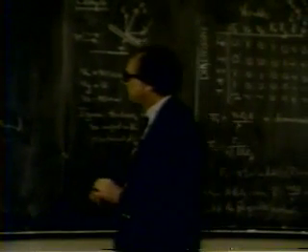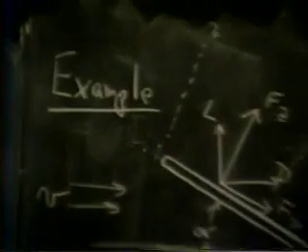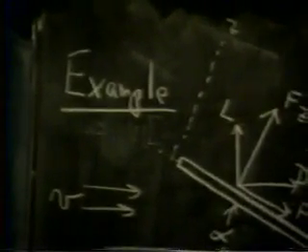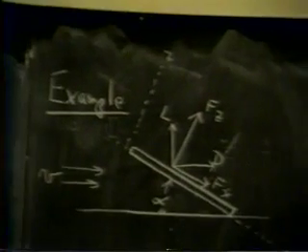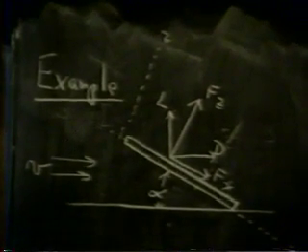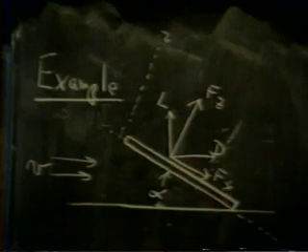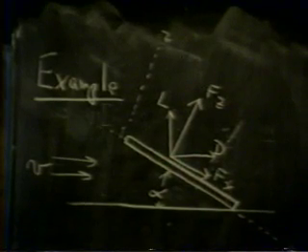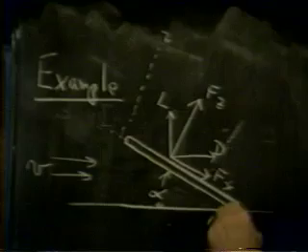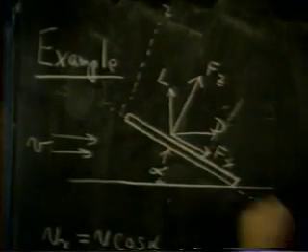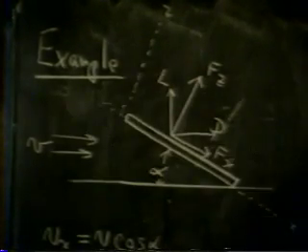Now let me try to illustrate it with a simple example that's dealt with in the text. And this is the example of an airfoil. I will idealize the airfoil as a very thin rectangular plate. The x dimension is in line with the plate. The z dimension is perpendicular to the plate.